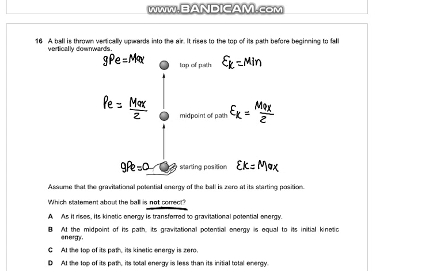So which is not correct? As it rises, the kinetic energy is transferred to the gravitational potential energy. That's correct. At the midpoint of its path, its gravitational potential energy is equal to its initial kinetic energy. Initial kinetic energy is maximum, but the gravitational potential energy at midpoint is max by 2, so that's incorrect. So B is the appropriate answer.